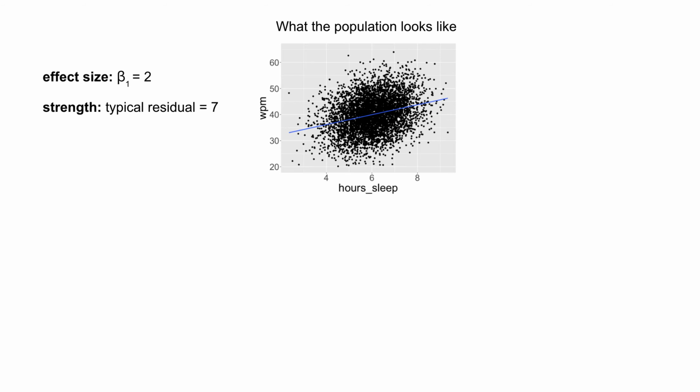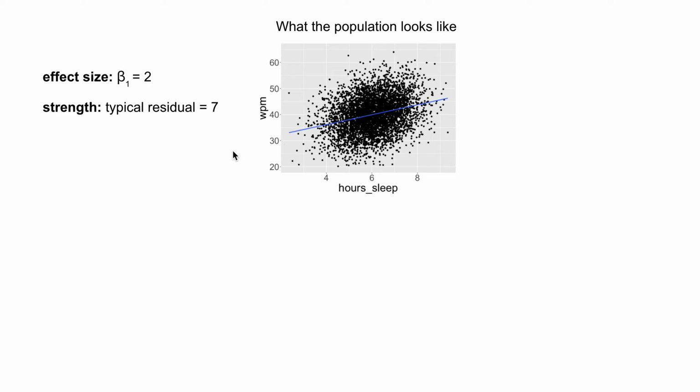First, suppose that in the underlying population of typists, we observe the following relationship. The effect size, or the slope of this relationship, is actually 2, so beta 1 equals 2, meaning here that for each additional hour of sleep, typing speed improves by 2 words per minute on average, and we can see that in the slope of this blue line.